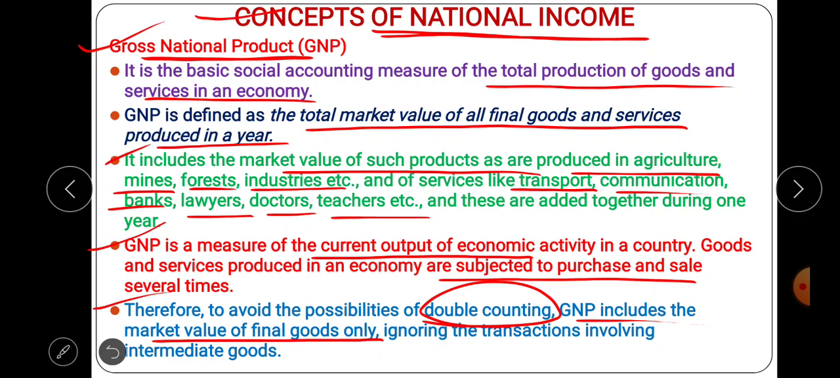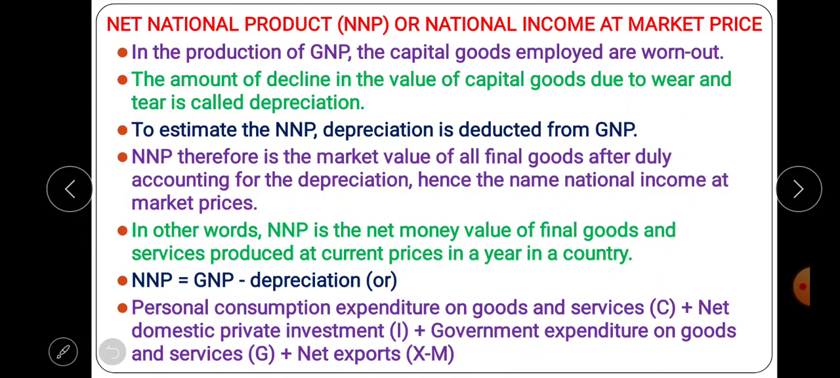In the market, these produced goods and services may be sold a number of times. That is why we go for the market value of the final goods and services, ignoring the transactions involving intermediate goods. So, this is gross national product.